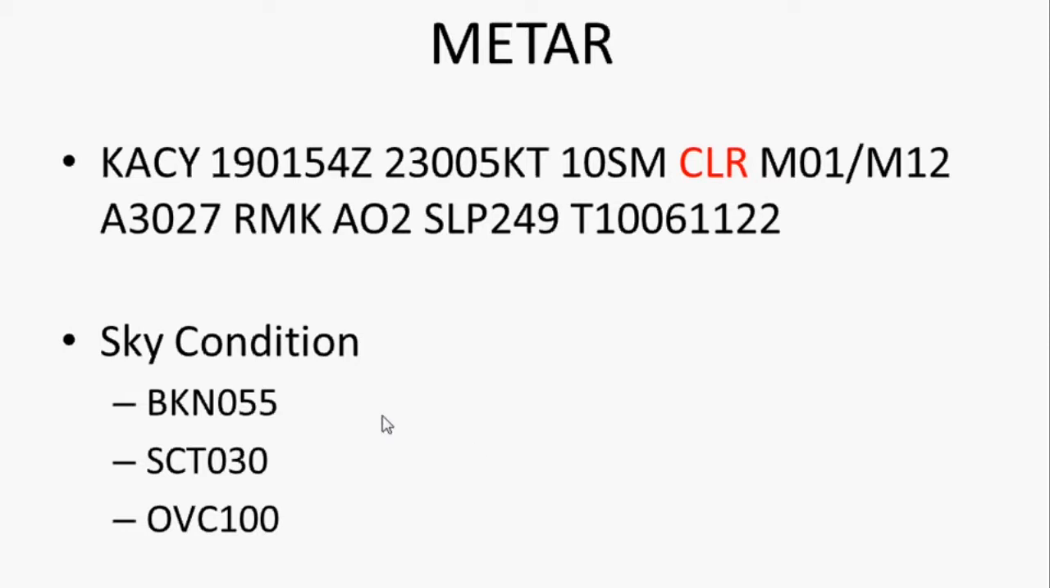So for the first example, we have a broken layer, BKN, at 5,500 feet AGL. Next is a scattered layer at 3,000 feet. And the third here is an overcast layer at 100, which is 10,000 feet. Again, these are all in AGL.